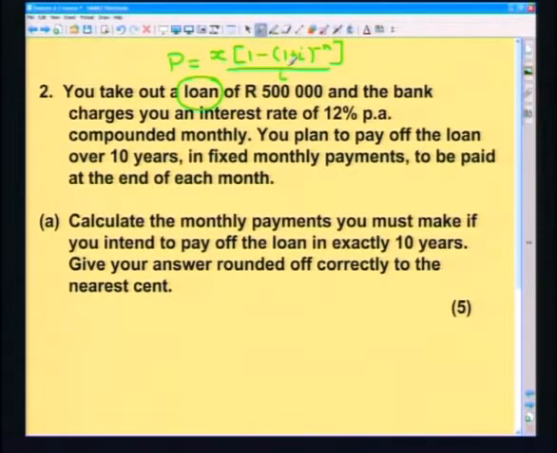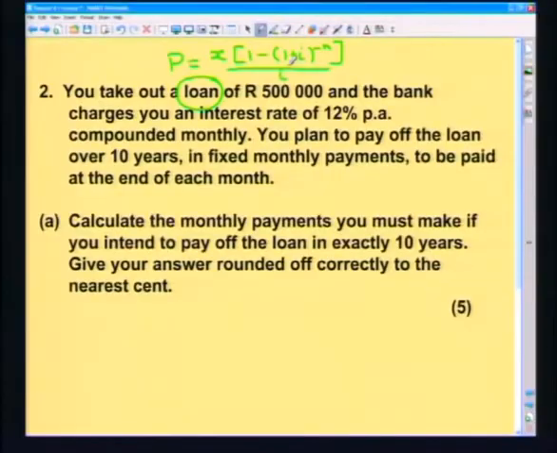You plan to pay off the loan over 10 years in fixed monthly payments to be paid at the end of each month. Now, just for a matter of interest, whenever you have a loan, we normally pay it off at the end of a month. If you go, say, into a shop and you want to buy something and you need a loan for it, you've got to realize that they're going to ask for a deposit of some sort. That deposit would be considered your first payment in effect and would not affect your actual loan, because the loan would be on the rest of the amount that you are going to pay back. So the original deposit comes off the amount, and then they loan you the rest, which they charge you interest for. So that is why you won't pay immediately. You will always pay at the end of a month.